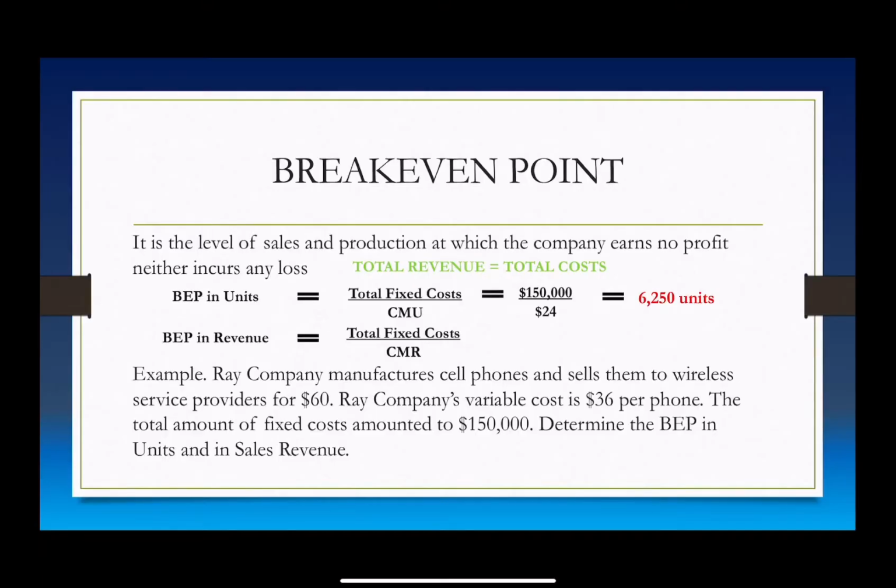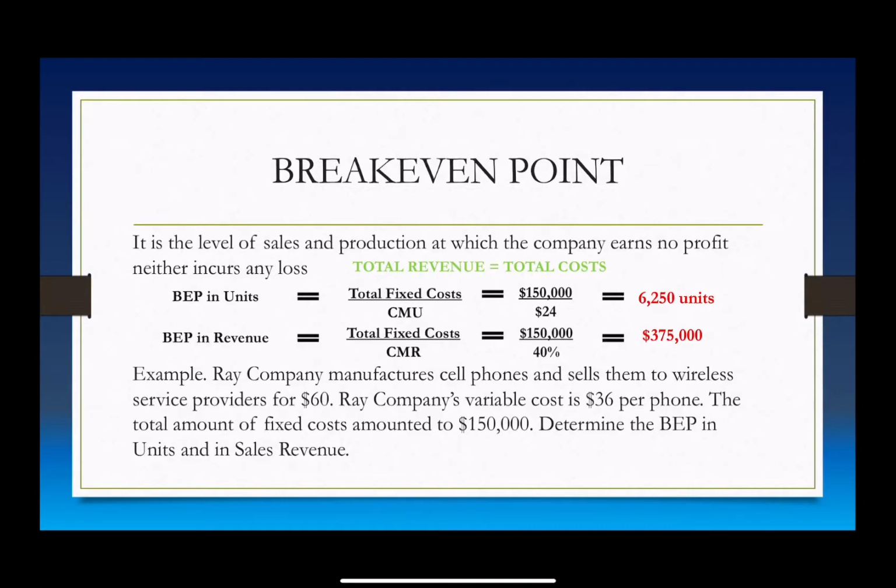Next, for the break-even point in revenue, we have the same fixed cost, 150,000. The contribution margin ratio will be 24 divided by $60. That will give us 40%. So $150,000 divided by 40%, the break-even point in sales revenue amounted to $375,000. Okay, in most problems, you will be asked to determine these two items.